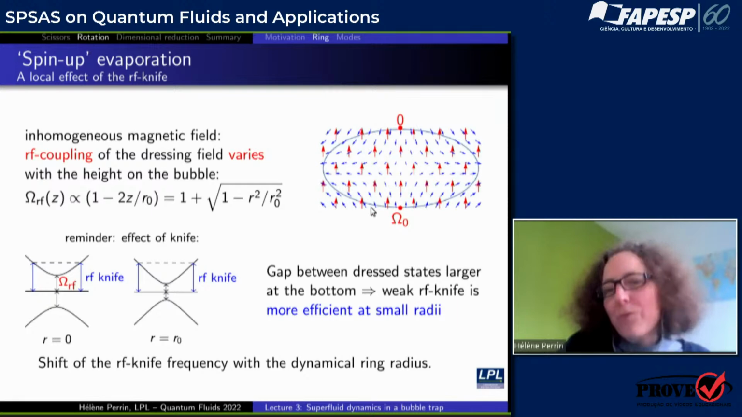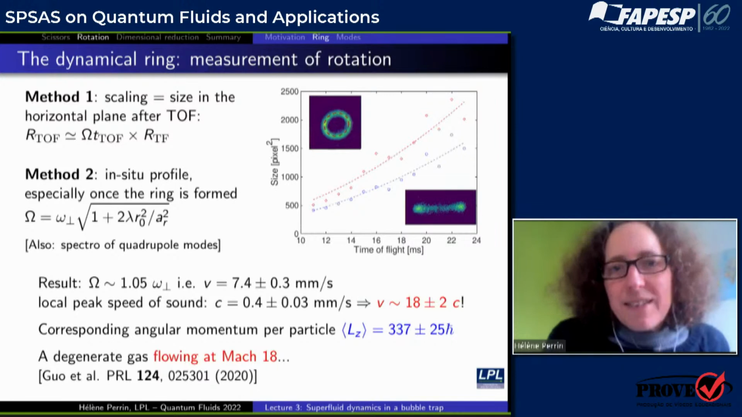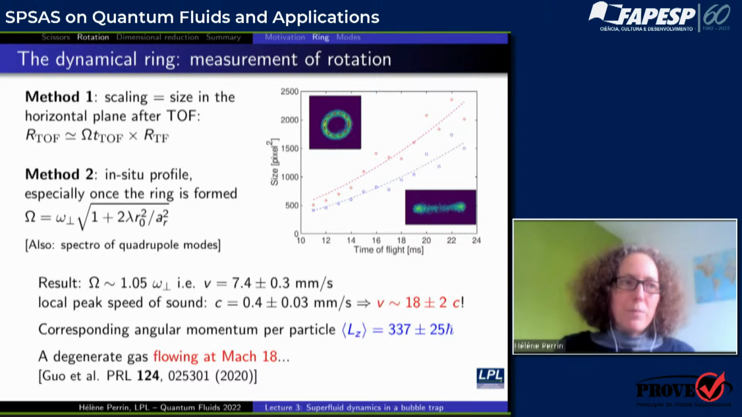So the result now is that the atoms flow very fast along the bubble. We can evaluate the velocity of this rotation by different means. One of them is to perform a time of flight. You switch off the bubble and look at the expansion of the radius as a function of time. When you do that, you can fit this expansion and go back to the initial rotation frequency in the bubble.